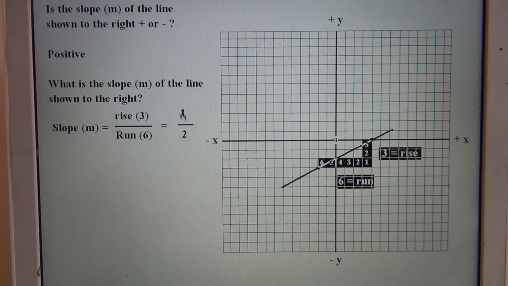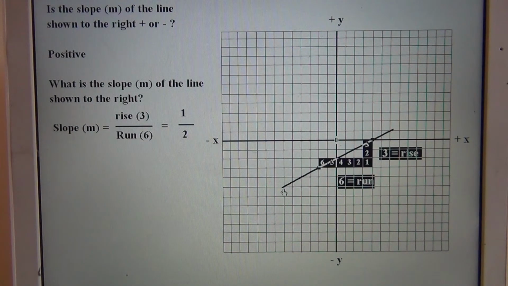By the way, what slope means, for this line, for every one element you move on the x-axis, you will move 1/2 on the y-axis. That's what 1/2 means. If I move 2 on the x-axis, I'll move 1 on the y-axis because 1/2 and 1/2 is 1 whole. So that's what slope means. For every one movement on the x-axis, there'll be such and such movement on the y-axis.